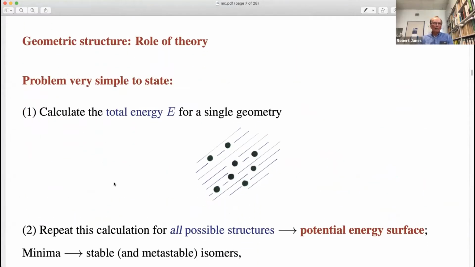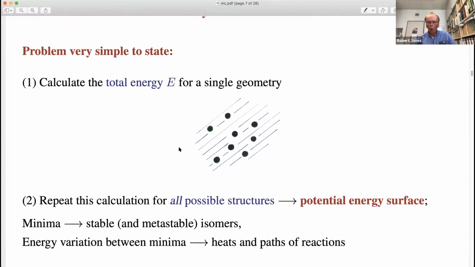Now, how does a theorist, we have to be able to say, how can we calculate the structure? What is our role in this whole business? In principle, it is simple to state. If we can calculate the total energy for an arrangement of atoms, the diamond structure, for example, then repeat this calculation for all possible structures, we obtain a potential energy surface. The minima give us the stable isomers, and the energy variation will give us the heats and paths of reactions.